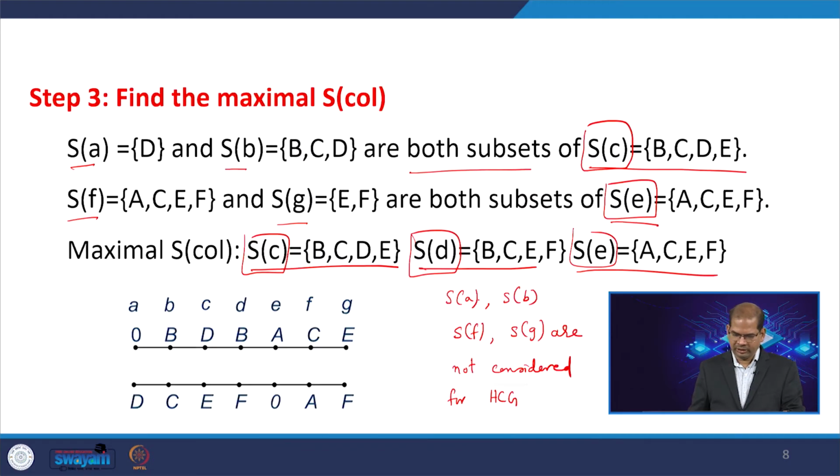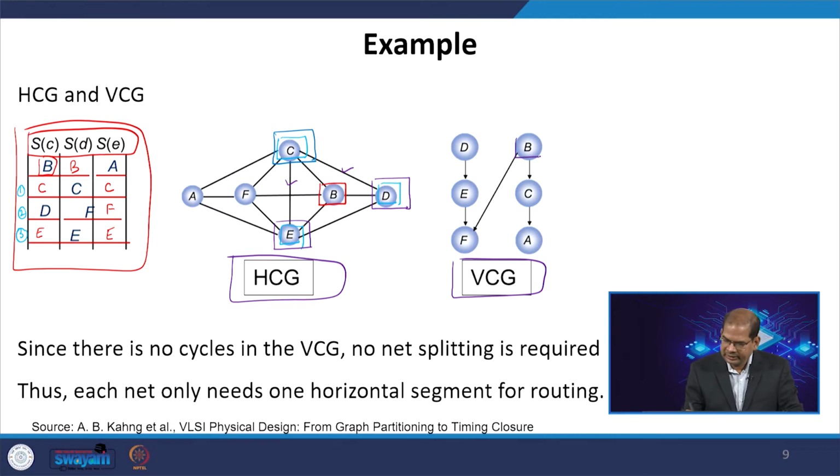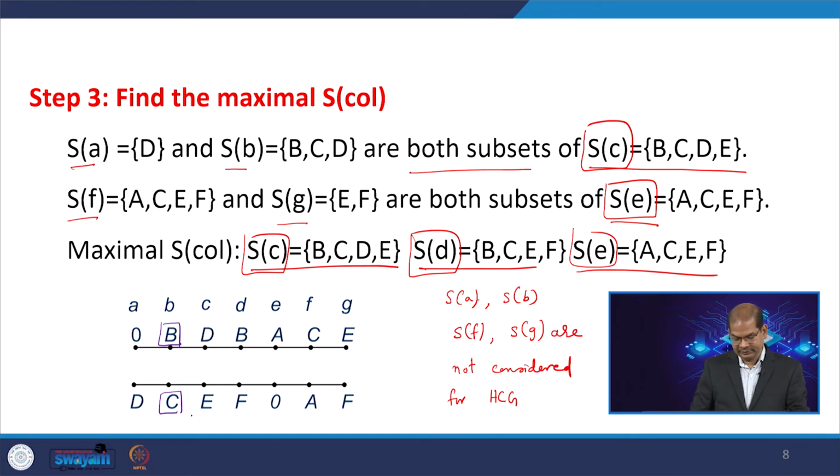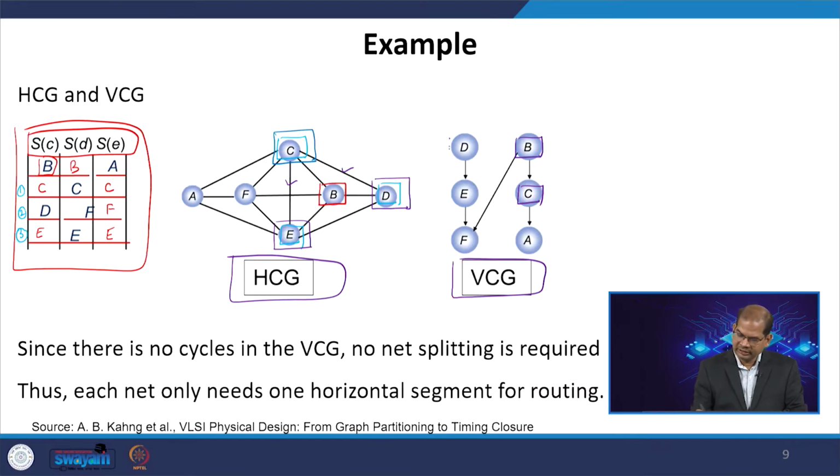So, if you go here, B should be connected to C. B is connected to C, we have an edge. Similarly, D and E, one edge is there. So, this method will repeat, but any redundant edges should also be removed. So, this is the vertical constraint graph.